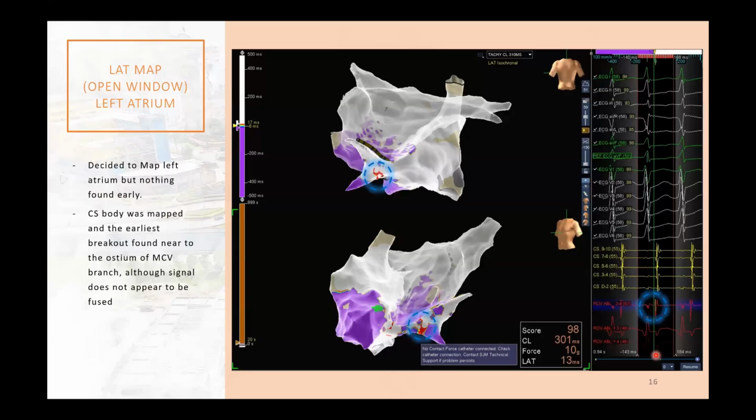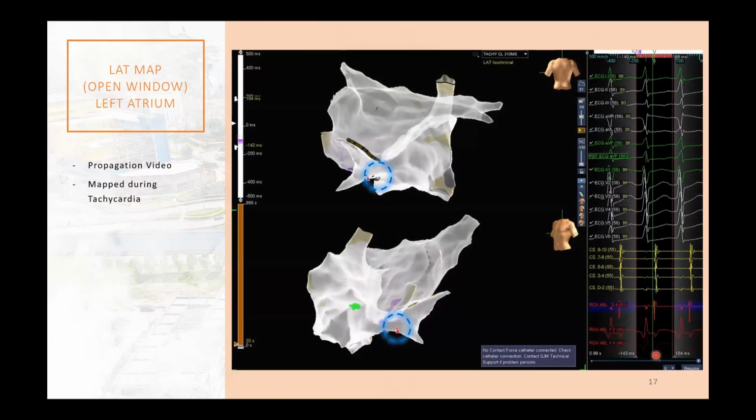Is it possible that the pathway was just a bystander? I think so. We ablated that area and it took care of the slow pathway. No, I think for the slow pathway, it wouldn't be that area, because it looks like you ablated at the MCV os. Let's look at the pit map. I think the slow pathway exit is probably a little bit higher.